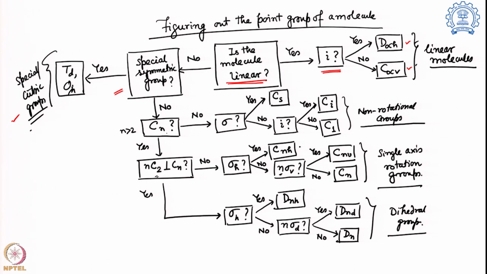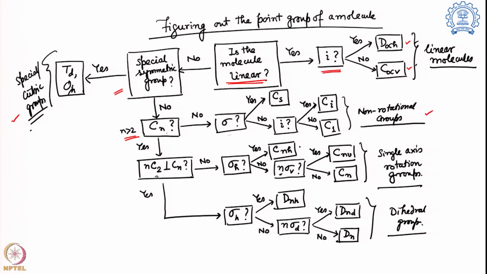So, then we look into the next one, because now we have three different options: either a non-rotational group, a single axis group, or a dihedral group. The similarity between dihedral and single axis rotation groups is that both of them have Cn, a single axis of rotation. However, the non-rotational group does not have that. So, the question I will ask is whether I have a Cn or not, where n is greater than or equal to 2. If the answer is no, I belong to the non-rotational groups, either Cs or Ci or C1.